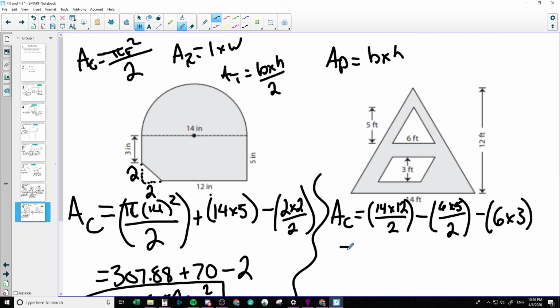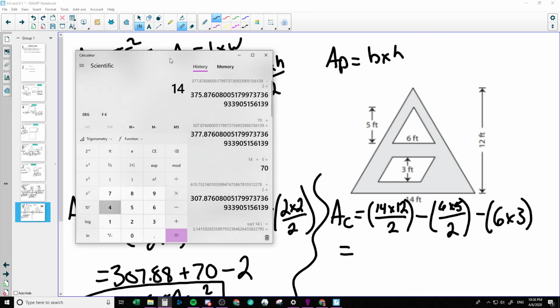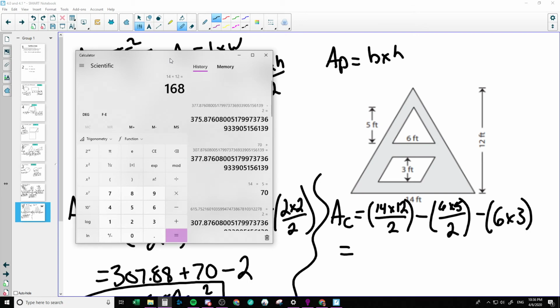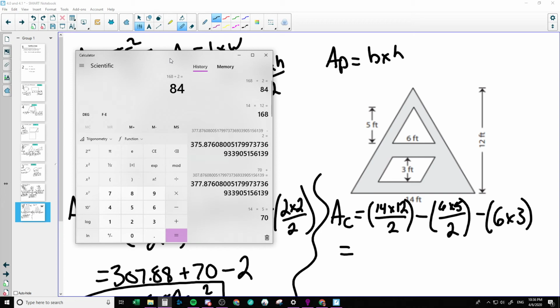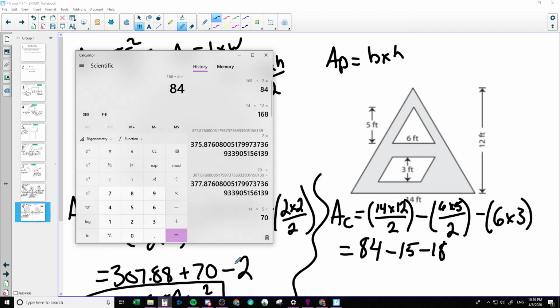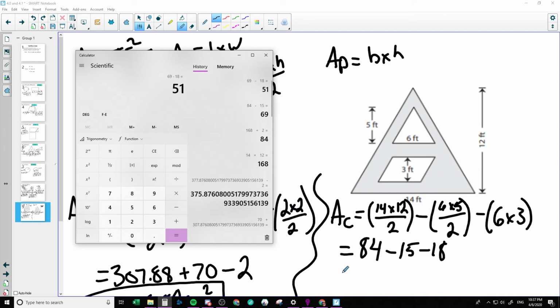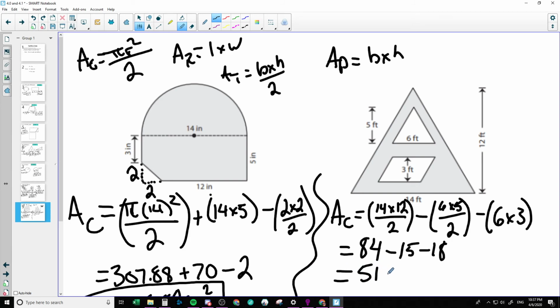Okay, so let's pull out our calculator. 14 times 12 divided by 2. Okay, gives us 84. 6 times 5 is 30, divided by 2 is 15. 6 times 3 is 18. So 84 minus 15 minus 18 gives us 51. And that is in square feet.